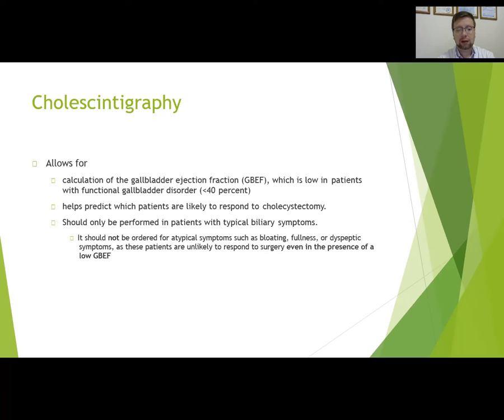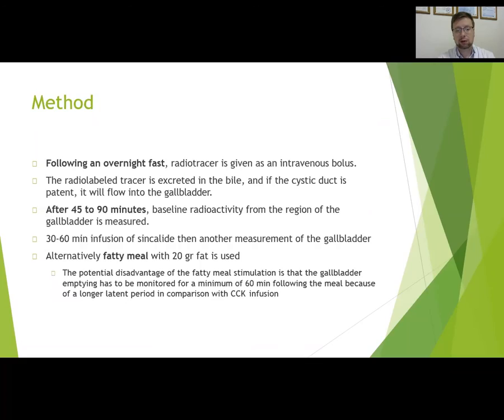Cholecystectomy should only be performed in patients with the typical biliary symptoms. It should not be ordered for symptoms such as bloating, fullness, or dyspeptic symptoms, as these patients are unlikely to respond to surgery even in the presence of a low ejection fraction.